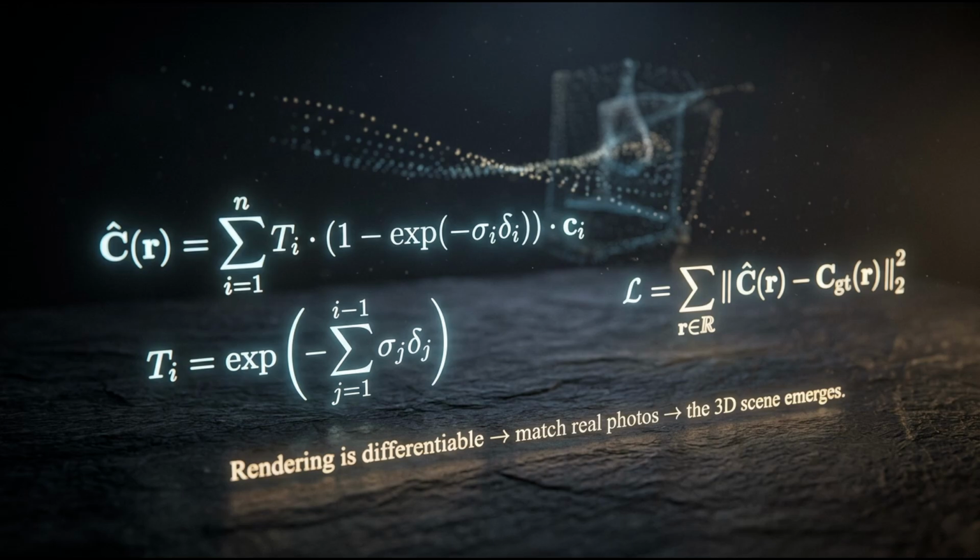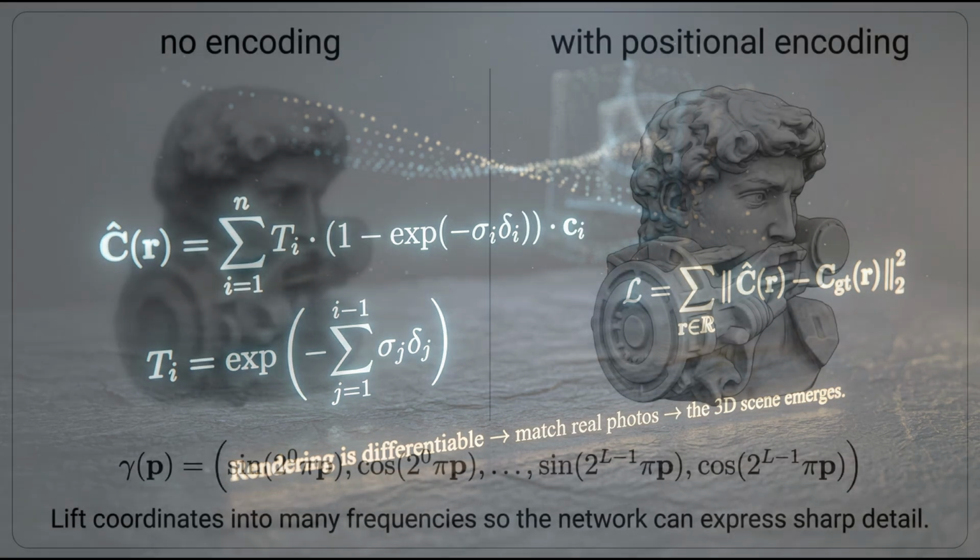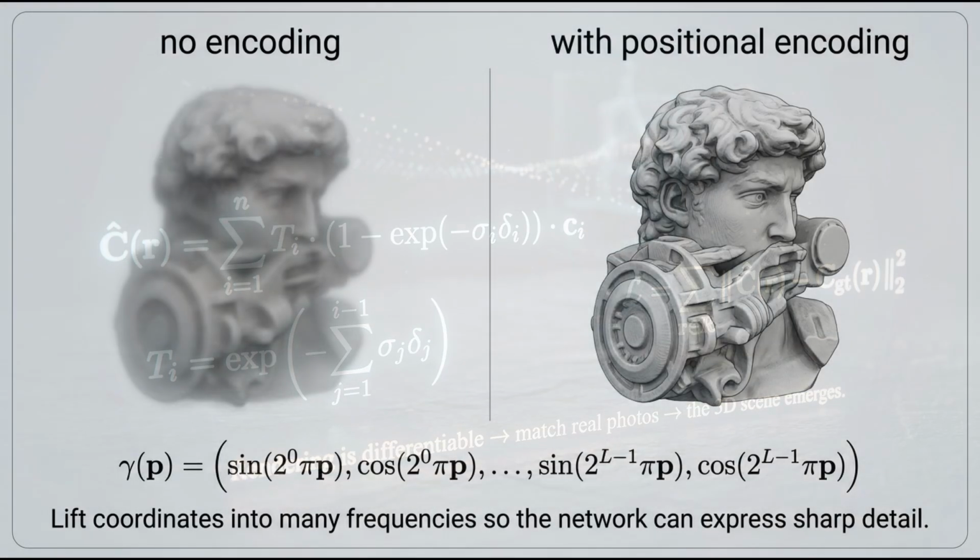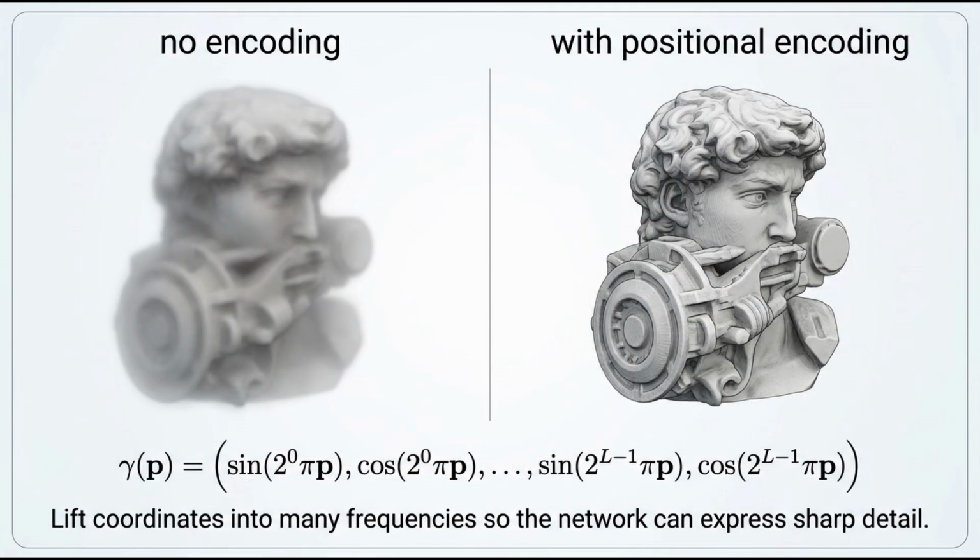One subtle but crucial trick made it work. Naively, a small network can only represent smooth, blurry functions. It can't capture sharp edges or fine texture. So NeRF first lifts each coordinate into a high-dimensional set of sine and cosine waves at many frequencies, a positional encoding, which gives the network the raw ingredients to express high-frequency detail. Without that trick, NeRFs come out looking like fog.